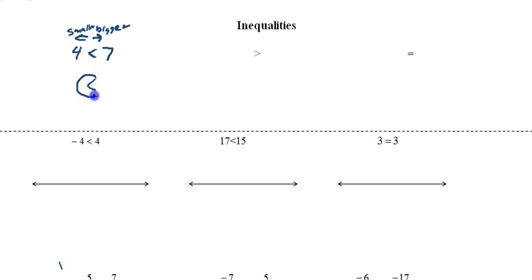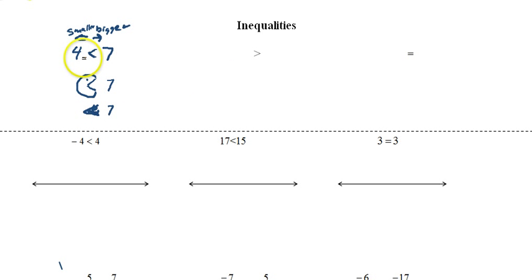We had Pac-Man, a little vintage here, but Pac-Man always eats the bigger number. Or you could do the alligator, and the alligator always eats the bigger number because there's more meat there. So that's the direction it's always going to be.